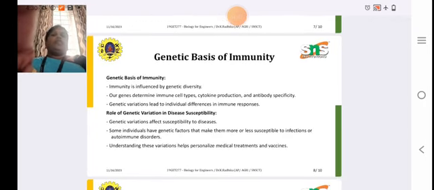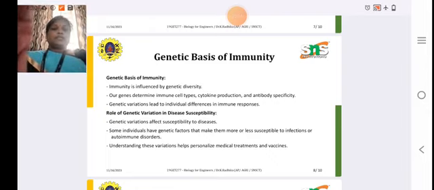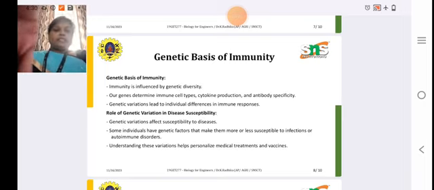Genetic basis of immunity. What is the genetic basis? Immunity is influenced by genetic diversity. Our genes determine immune cell type, cytokine production, and antibody specificity. Genetic variance leads to individual differences in immune response. Role of genetic variation in disease susceptibility. Genetic variation affects susceptibility to disease. Some individuals have genetic factors that make them more or less susceptible to infection or autoimmune disorders. Understanding the variation helps personalize medical treatment and vaccines.